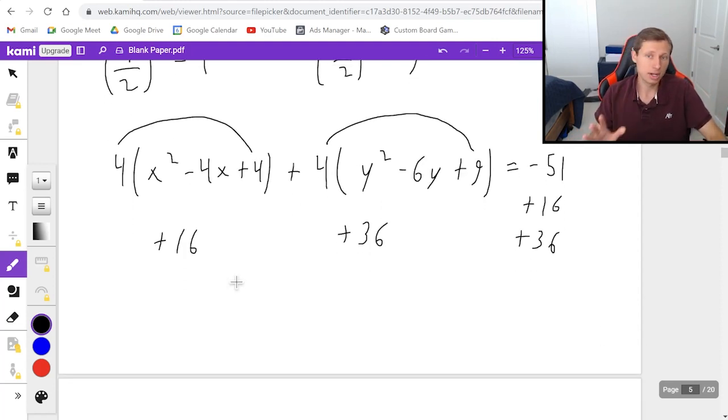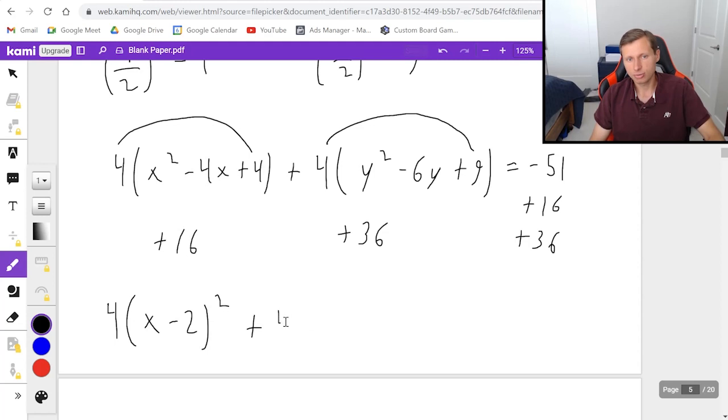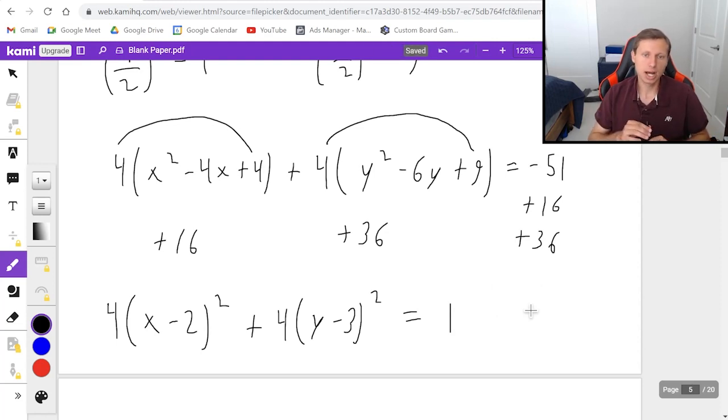The good news is from here, everything's basically the same. So it's going to be 4 times the quantity, x plus b over 2. Remember, b over 2 here was negative 2. We said that earlier. So minus 2 squared. And then plus 4 times, it's going to be y minus 3 squared. And that's because b over 2 is negative 6 over 2, so negative 3. And then on the right side, negative 51 plus 16 plus 36. You can use a calculator if you'd like. You just get 1.